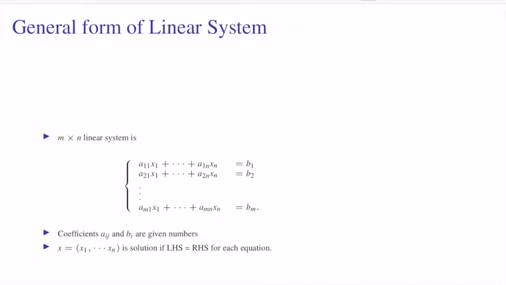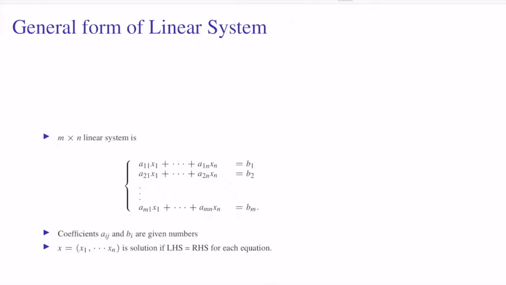A general form of linear system is given here, and this is called M by N linear system, and M obviously stands for the number of equations here, 1, 2, all the way to M. And N stands for the number of unknowns, x sub 1 all the way to x sub n.